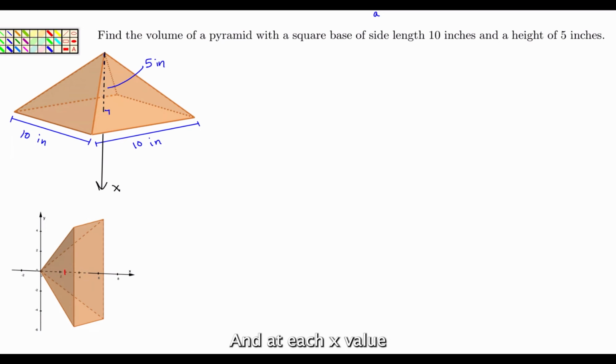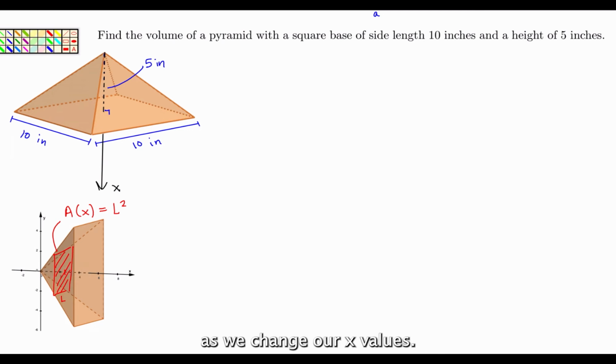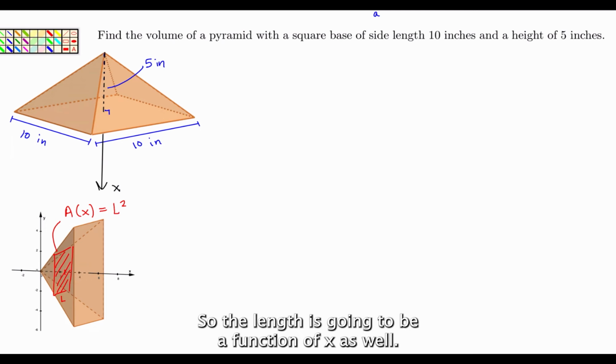And at each x value, I'm going to have some square, which is my cross-sectional area. Okay, so the area as a function of x is going to be some length squared. And I want you to notice that length is going to be changing as we change our x values. So the length is going to be a function of x as well.